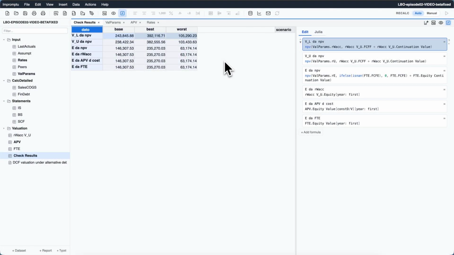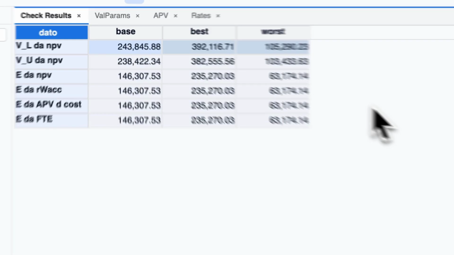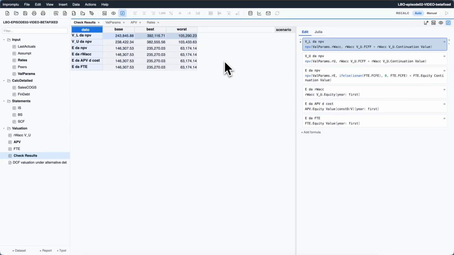Here's where we are headed. This is the finished model, and this little table is the payoff. Equity value by the weighted average cost of capital method, 146,307. By adjusted present value, the same number. By flow to equity, the same number again. 3 completely different roads, and they land on the same spot, to the cent.